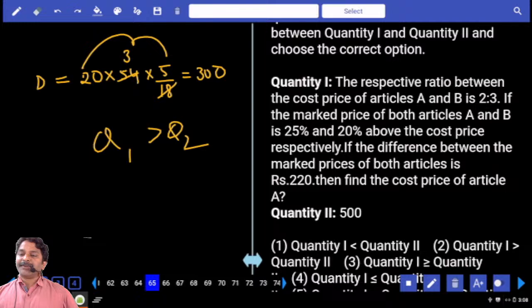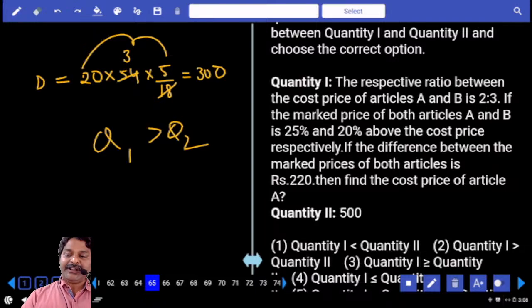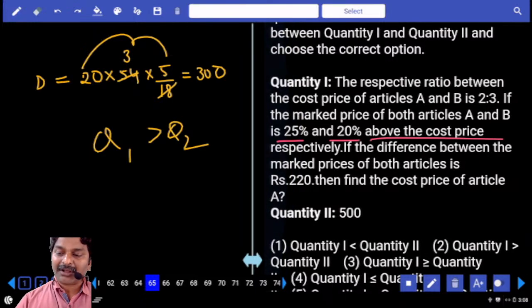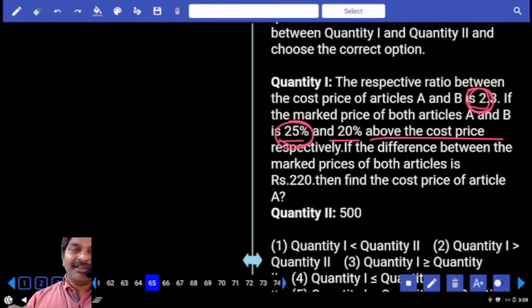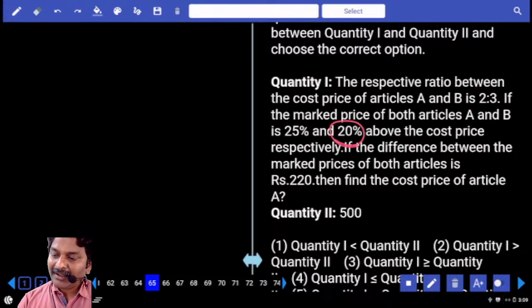The respective ratio between cost price of article A and B is 2:3. If the market price of article A and B is 25%, 20% above the cost price. Wait a minute. 25% fractional form is 1/4. What is denominator? So A must be 4 multiple. A cost price here we have 2, but we are expecting 4 multiple. So you'll have to multiply it with 2. Keep it aside. And B's market price is 20%. Fractional form, denominator 5. So B cost price must be 5 multiple, but it is given as 3. So we'll have to multiply it with 5.